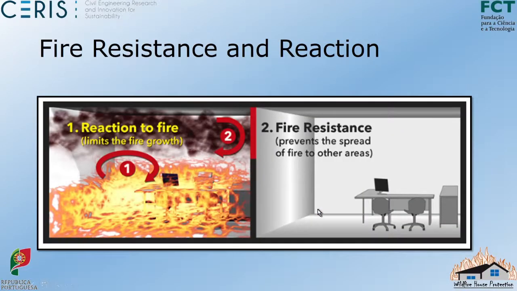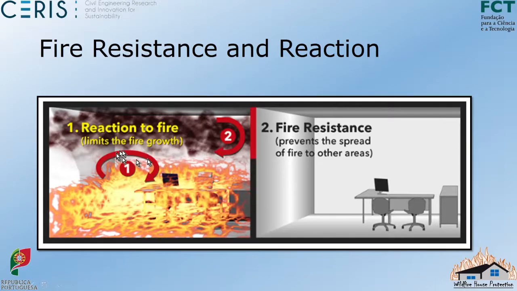So, fire resistance and fire reaction. This is a very good image that explains quite well the reaction to fire and fire resistance. For fire resistance, imagine you have a fire and the dividing element doesn't pass any smoke or gases, and the temperature on the unexposed surface doesn't rise by more than 140 degrees, as I told you. And also the load bearing capacity: imagine you have a column and the column will not collapse.